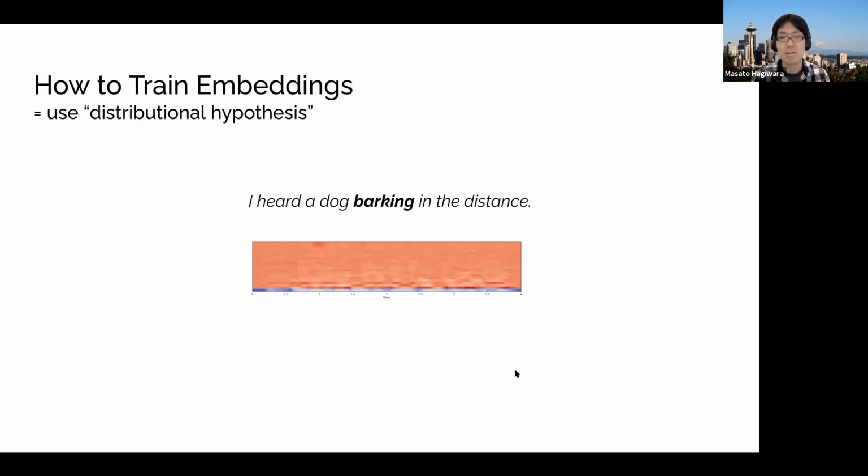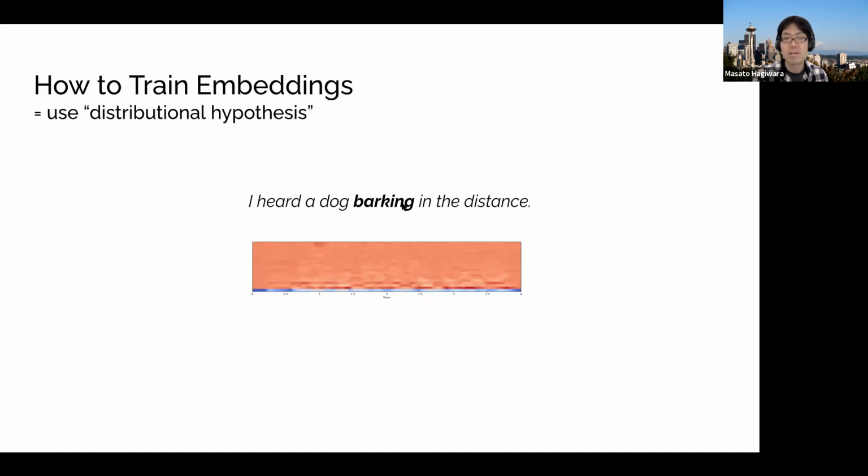So if you have a sentence, I heard a dog barking in the distance, and let's say you have never seen this word barking before, like you're learning English and you don't know anything about barking. If you look at the sentence, you see heard, you see dog, and in the distance.